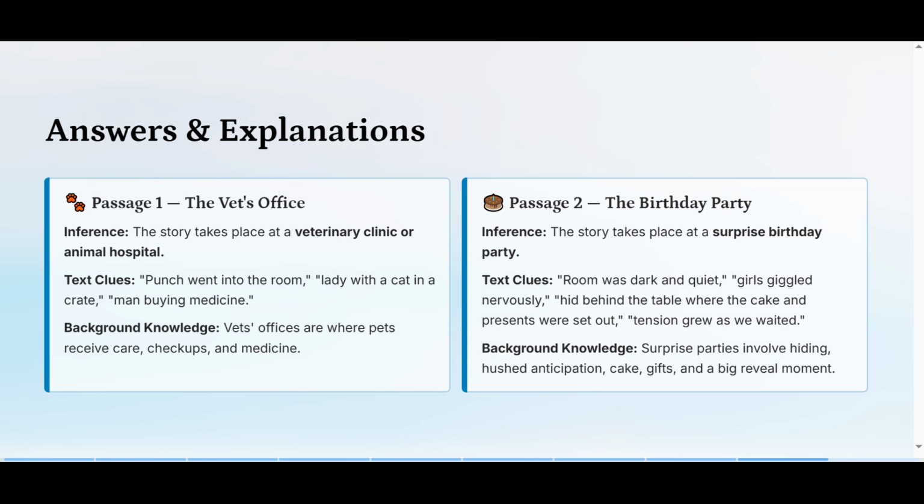So, three things have been mentioned. You make your inference using the text clues and background knowledge, and you focus on the setting as well.